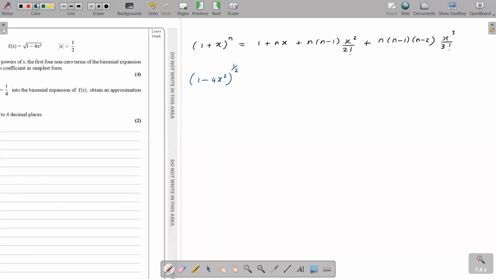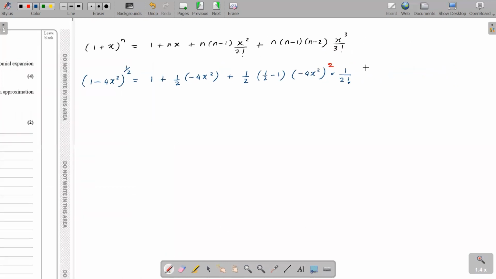Okay, shall we work on it? So I get here 1 plus n is half, x is minus 4x square. Are you with me? Go term by term. The next one, n is half, n minus 1 is half minus 1, into x square. X square is minus 4x square. That is x, so x square means minus 4x square should be squared. Are you with me? Minus 4x square is squared, into 1 over 2 factorial. Do you agree? I put the 2 factorial as 1 over 2 factorial.